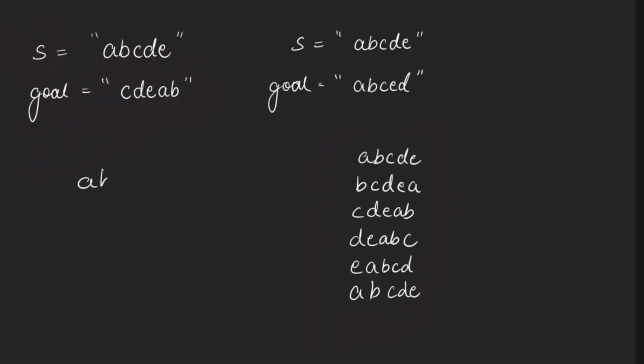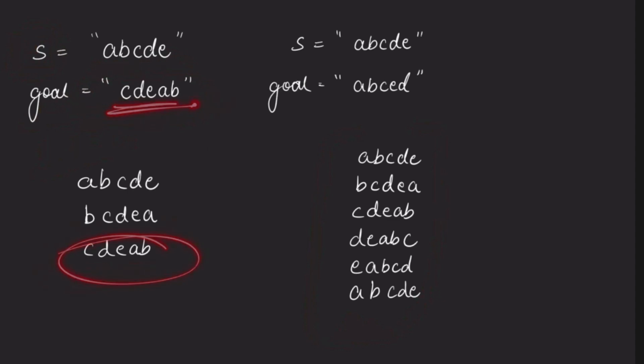So in this case, when the string was A, B, C, D, E, you shifted A, so you got B, C, D, E, A, right? Then you shifted B, so you got C, D, E, A, B, right? Then your two strings became equal, right? Can I say that this goal is present as a substring here?